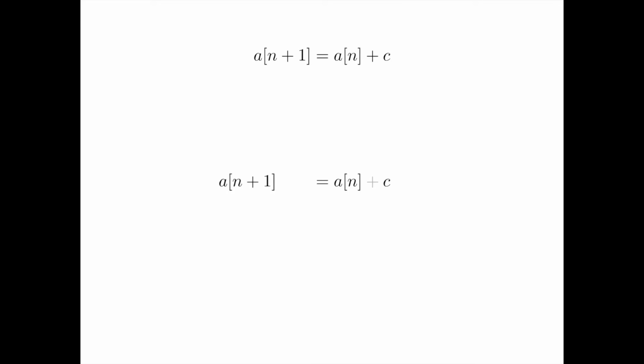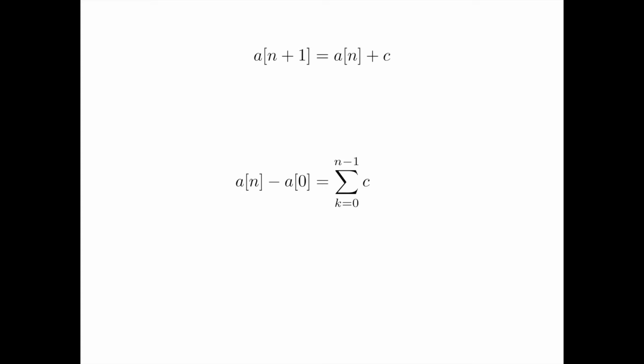Let's take a look. First, we subtract a of n from both sides. Then we recall that the left-hand side is our definition of the forward difference operator. We can now solve this easily because we know the inverse of the forward difference operator is a sum. So we sum both sides from k equals 0 to n minus 1, and then we apply the fundamental theorem of discrete calculus. We're almost there.